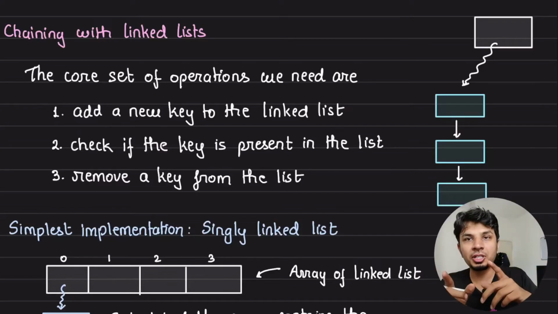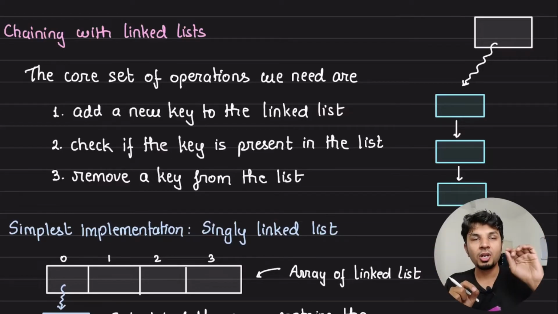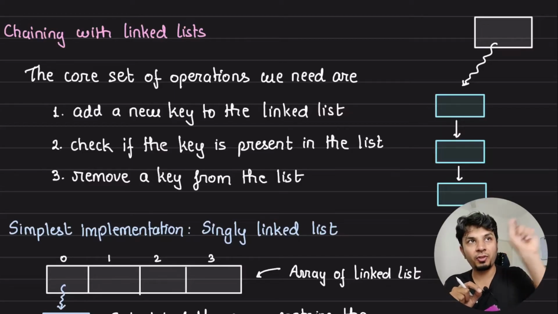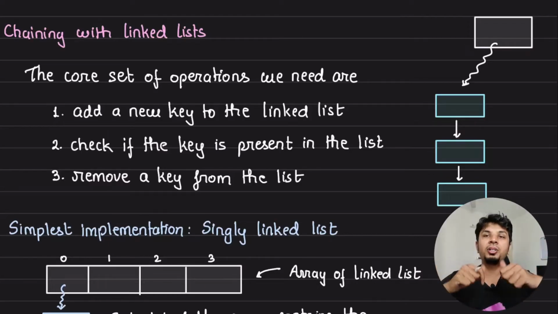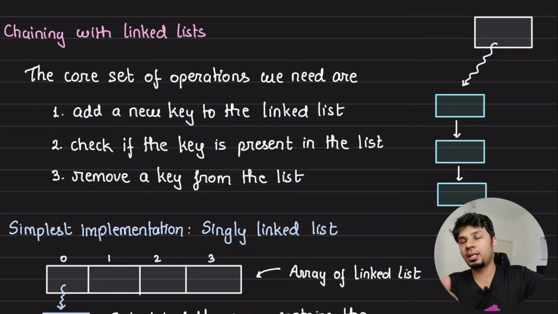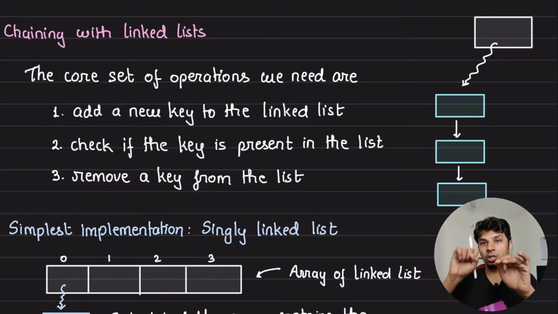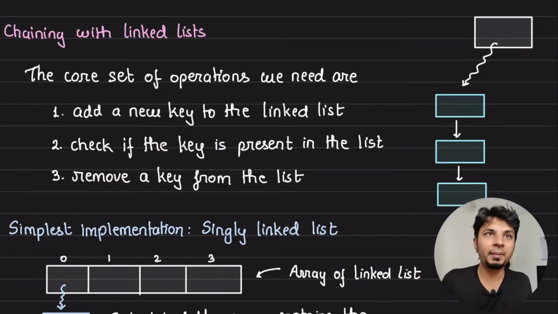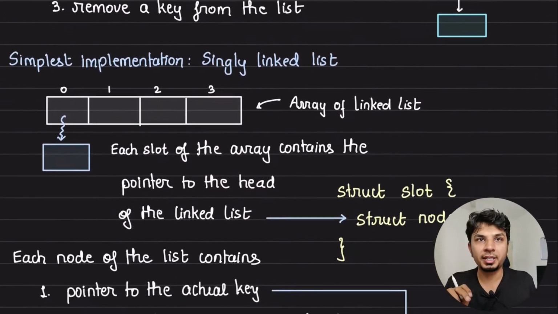So upon collision, you would need to add the key to the linked list. You would need to check if the key is present in the hash table, and if the key is hashing to a same slot which is held by a linked list, you need to check in the linked list if the key is present or not. And when a hash table operation comes in to remove a key, you also have to remove it from the linked list. So these are the three key operations we need to support on the linked list.